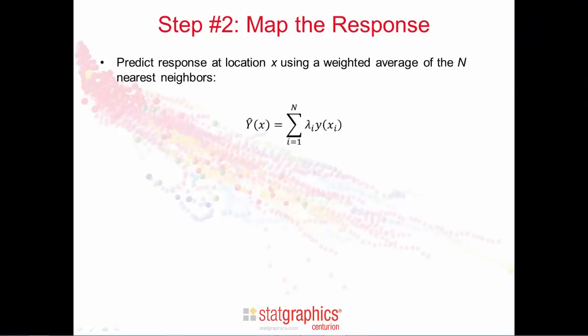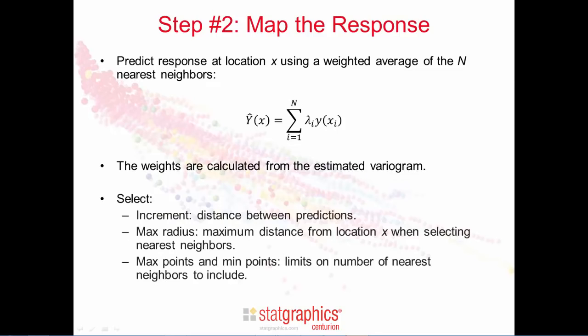It's now time for step 2. During step 2, we'll predict the response at many locations X throughout the region. At each location, we'll use a weighted average of the n nearest neighbors. That is, the n nearest locations where data was obtained. The weights depend on the estimated variogram. Exactly how they're calculated is beyond the scope of this video.